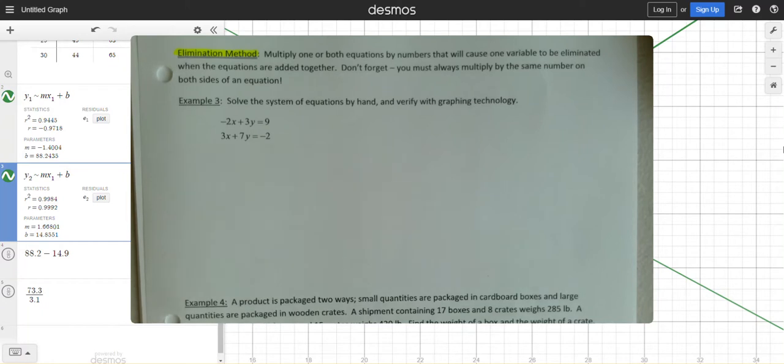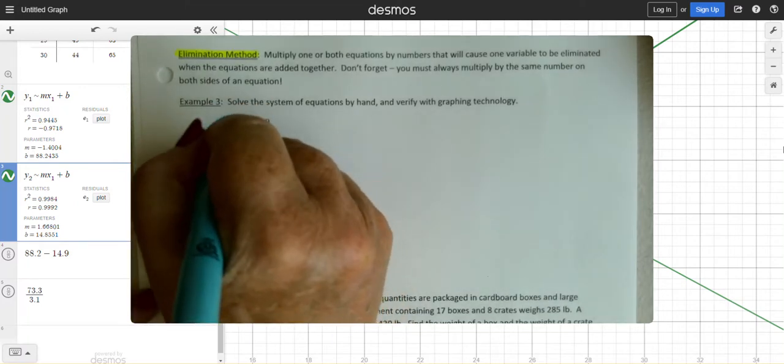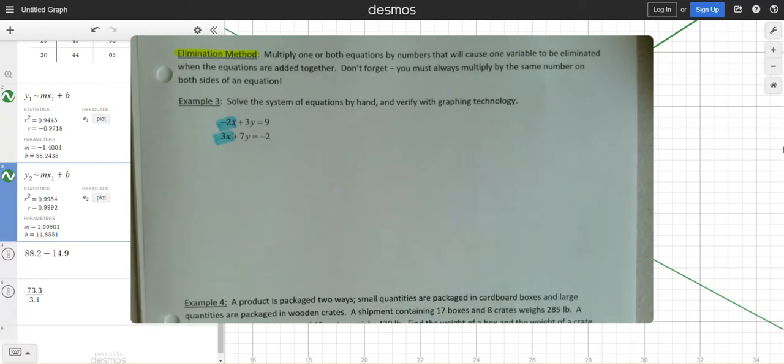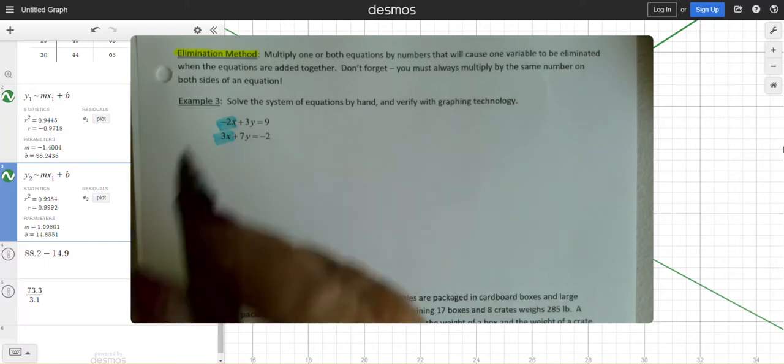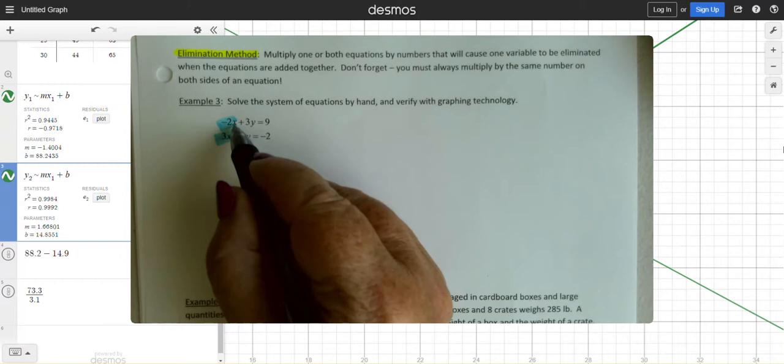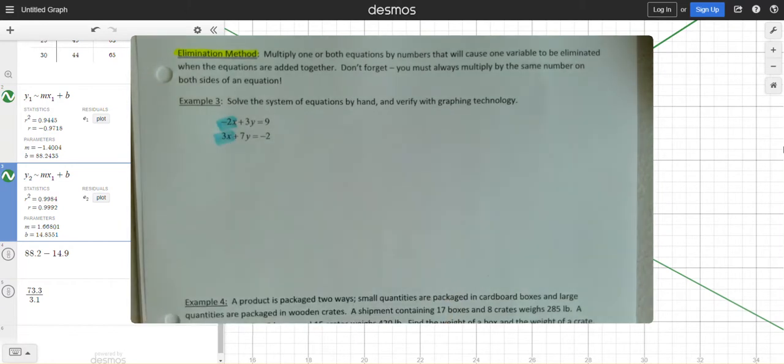You want to concentrate on either the x's or the y's. Your choice. I like to go with the one that has the smaller numbers. So I'm going to concentrate this time on the x's. I would like to have it so that when I add those, they're eliminated. In other words, I just end up with 0 x's. Now, it wouldn't be real hard to make that a -6 and that a +6. And that way they do add up to 0.